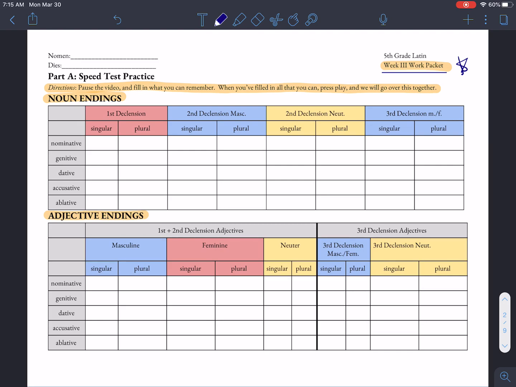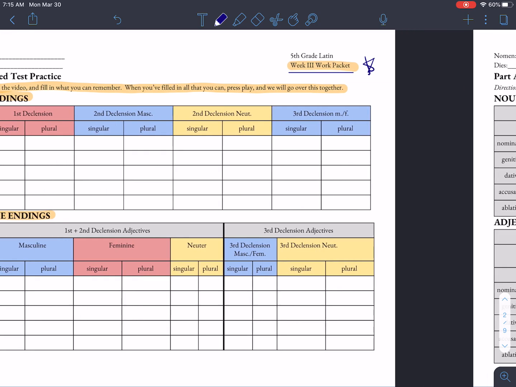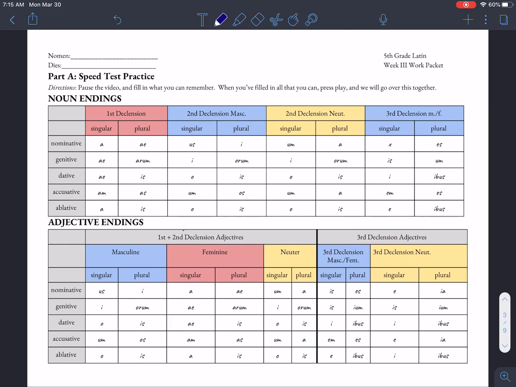And we're back. Now that you've had time to fill out your speed test, we're going to go through the answers together. If you would like, you can pause on the screen to check your answers, but when you're ready, I would like to do the chant together. I haven't seen you guys in quite some time, and I think it's always good to practice. So without further ado, here we go.